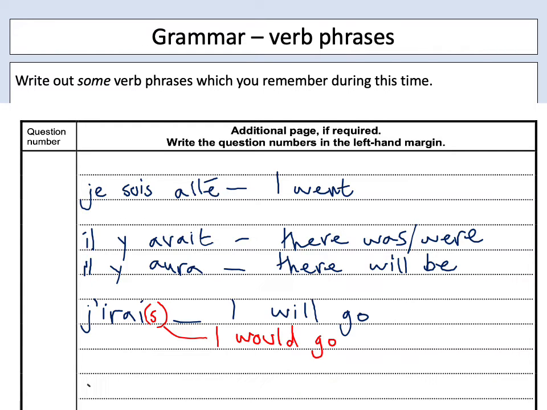You might want to do as well, ce serait. I think you know c'était really well. I think you know ce sera really well. But this is it would be. So you may need that later on as well. So you make a decision over it.